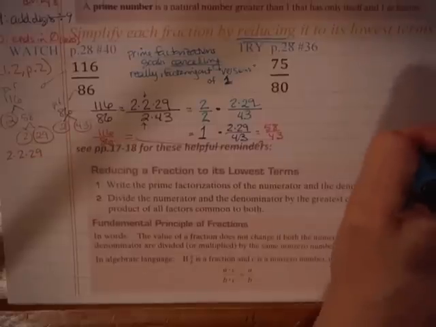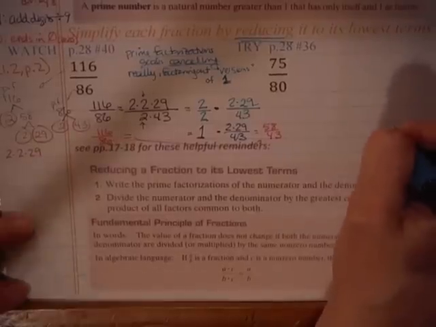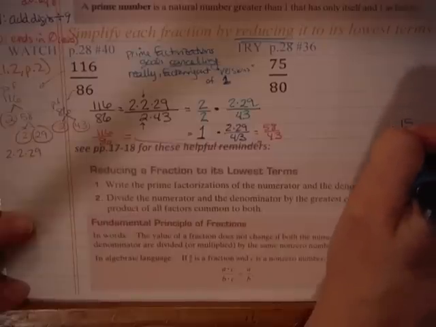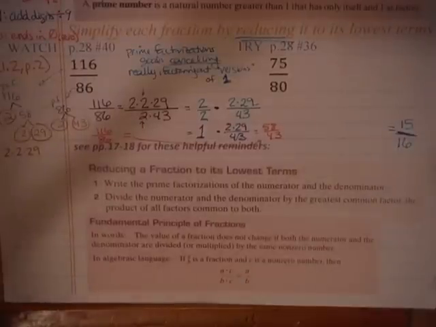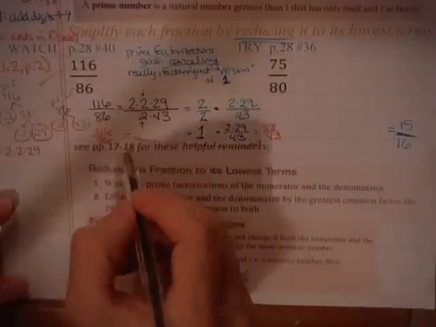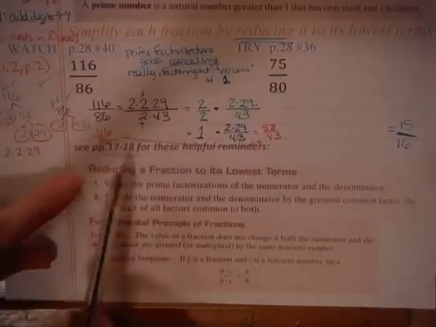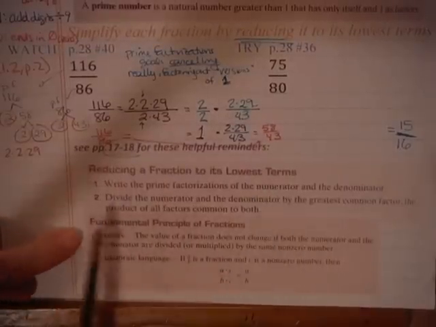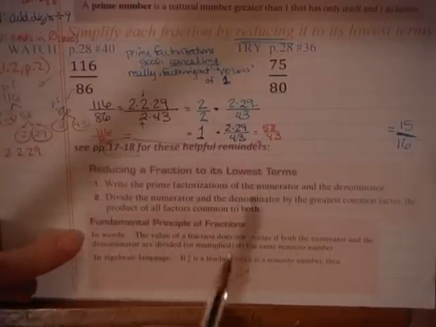Okay, when you do try number 36, you should end up with it equaling 15 over 16. And again, if you have any issues with these try problems, that'll be where we focus our lecture time on in class, is these kind of middle-of-the-road problems. Not the super challenging, but they're certainly not the beginning type problems either. And then pages 17 and 18 give you some reminders in the book, how to reduce a fraction to its lowest terms, fundamental principle of fractions.